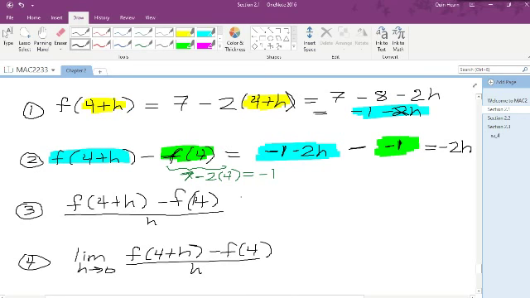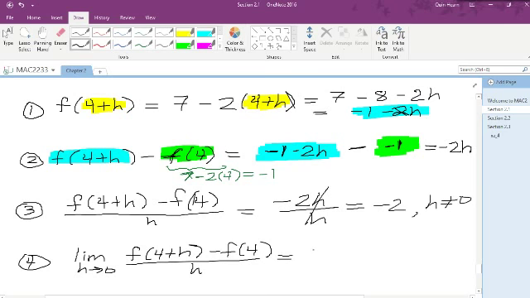All right, so now in step 2, what we found was that f of 4 plus h minus f of 4 is negative 2h. But that needs to be divided by h. By the way, in the formula, we're taking a limit as h goes to 0, so we don't care about when h is 0. But just to be clear, this will cancel out as long as h does not equal 0. This is going to be equal to negative 2.